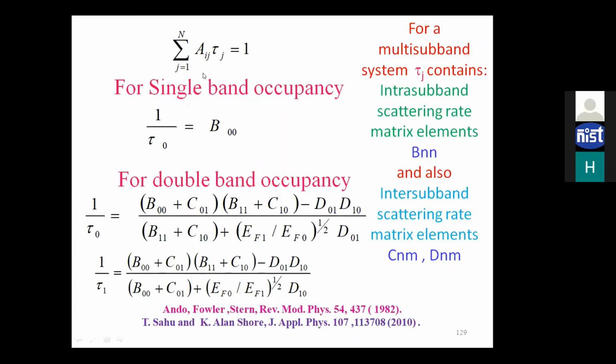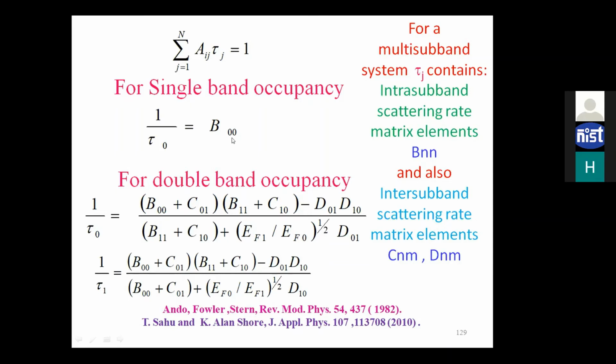So here, if there is only a single subband, as I already explained, that means only E0 is occupied. Below the Fermi level there is only E0, so j is equal to 1, only a single subband. Here I say 0, because for the lowest subband I call it E0, that's why I notate it as 0. So if j is 0, only a single subband, then the expression becomes 1 by tau 0, which we can express as V0.